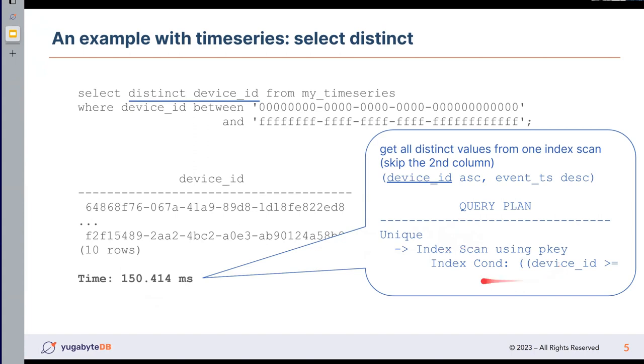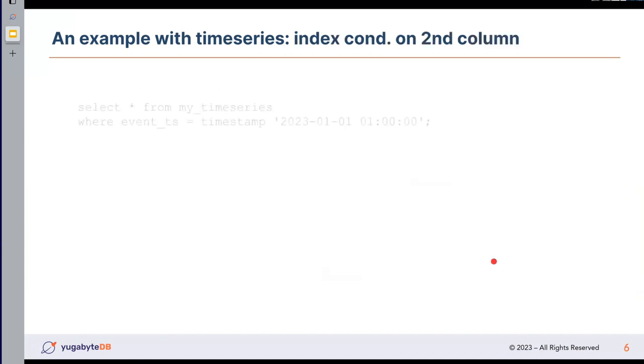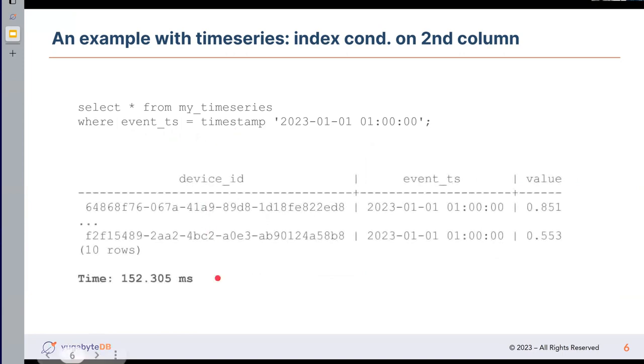You see the same plan as if it scans all the rows, but behind the scenes, it just skips many rows that are not useful when you want only the distinct values. And the other example I had was with a predicate on the second column of the index. And again, this is fast.